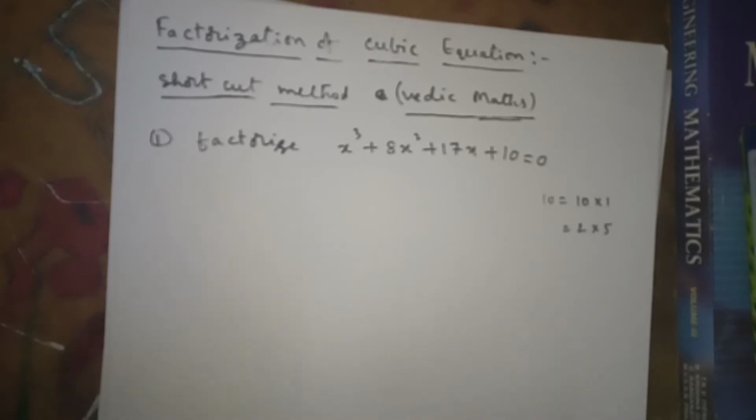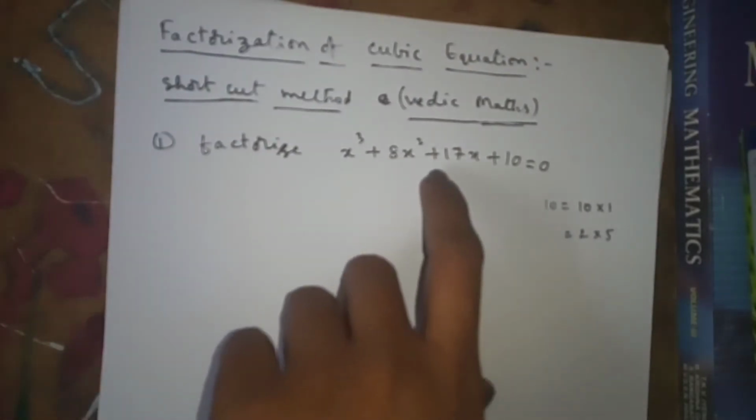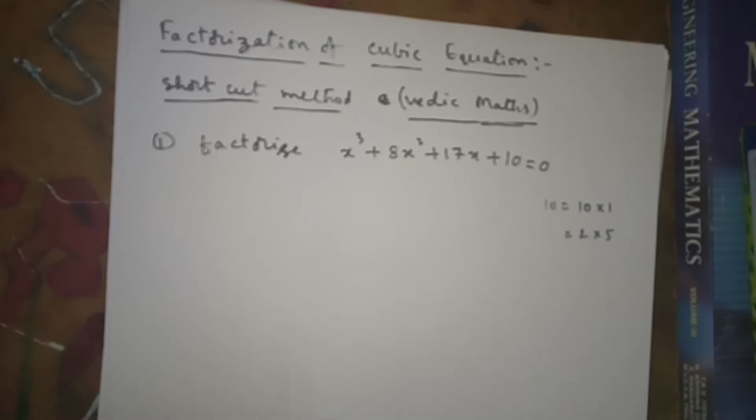Hello everyone. Today I am going to explain factorization of cubic equation. Shortcut method within seconds: how to find the factors of the cubic equation using Vedic mathematics. Now see the first question. Factorize cubic equation x cube plus 8x square plus 17x plus 10 is equal to 0.